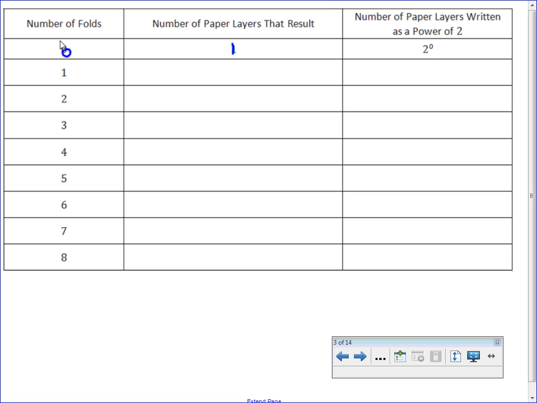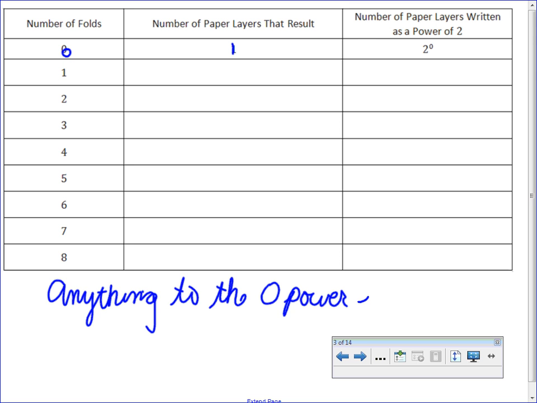To write that in exponential form, which means with an exponent, it's 2 to the 0 power. So what can we say about anything to the 0 power? The answer is 1. So you might want to write in your notes that anything to the 0 power is 1. Any number, any variable. Anything with 0 as its exponent is 1. So right now, 0 folds give you 1 layer.